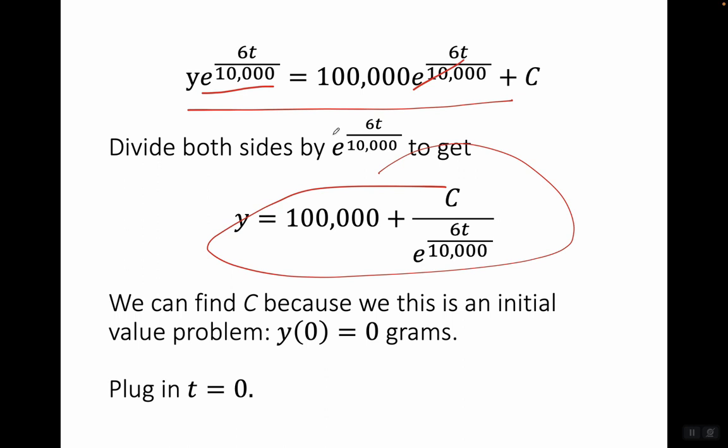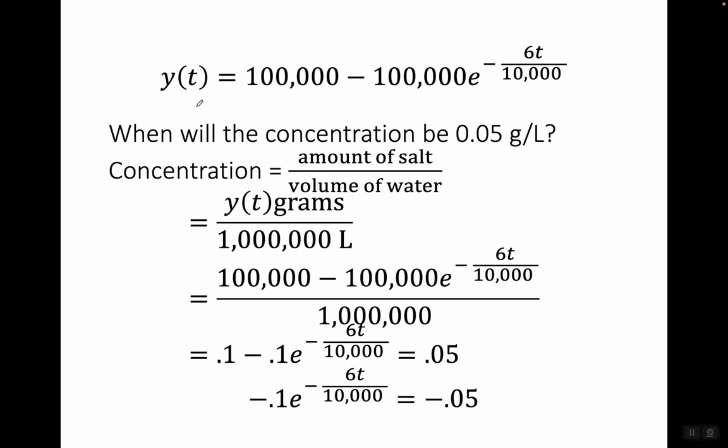So we plug in t equals 0. This is what our equation looks like. Plug in 0 for t here. We know y of 0 is going to be 0. And we want to know when the concentration will be 0.05 grams per liter.